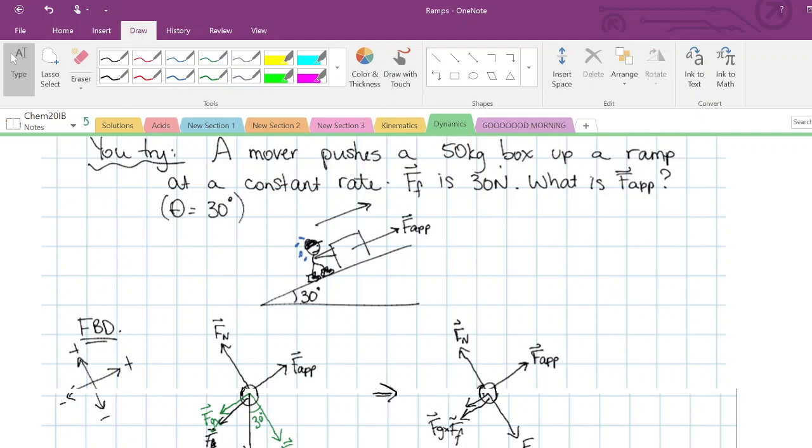Everything is the same as you've been doing all along, except that now we are tilting that Rosetta, making gravity act at an angle.